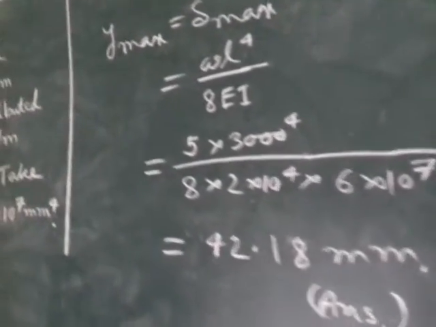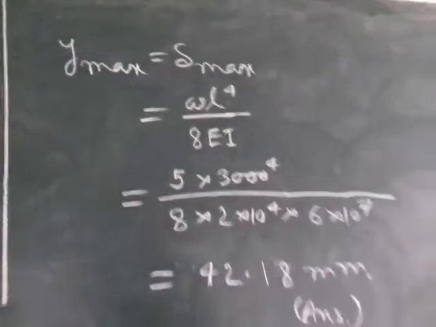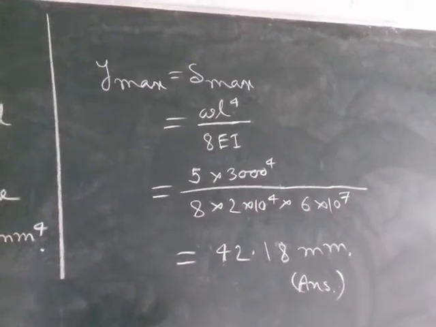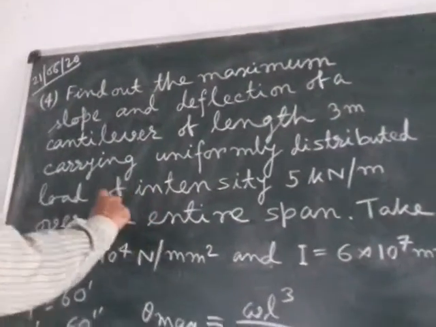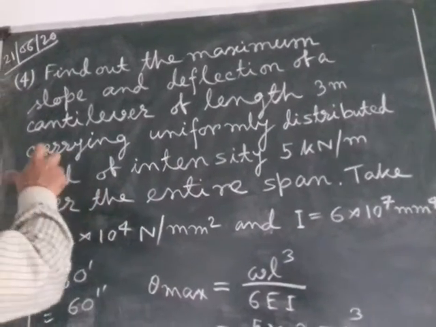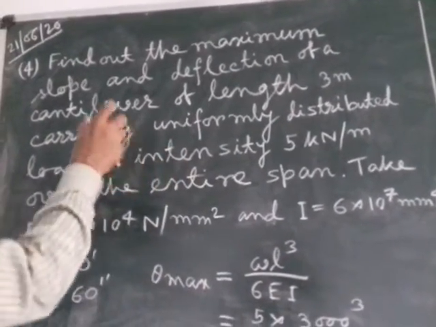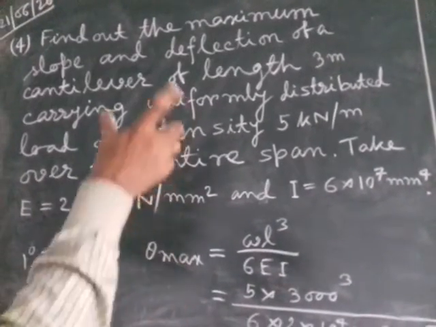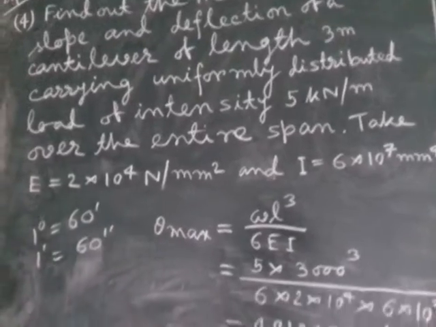So this is the total solution. You study this carefully. This is a very important problem, as there is one important term, intensity. It is very important: load of intensity. It is given in this type, load of intensity. So it is actually the UDL per unit length. So study this problem carefully. Okay, thank you.